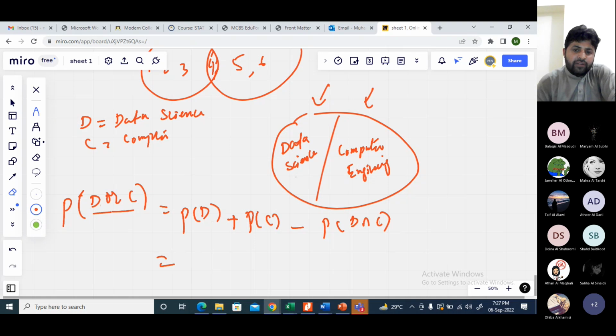For example, you have data science students are 10 and computer science students are 20. So what is the probability of D? Data science students? 10 over 30. 10 out of 30. Very good. And this one? 20 over 30. No, this is the most crucial.